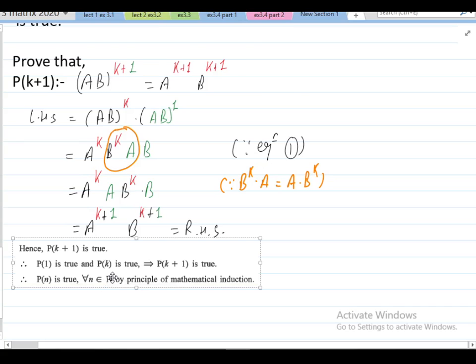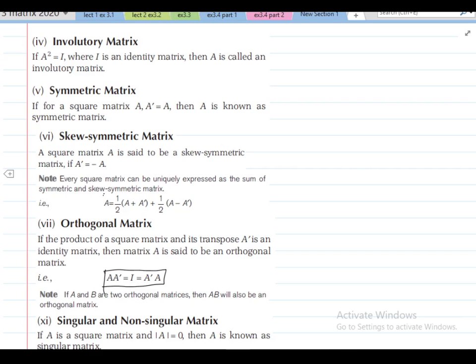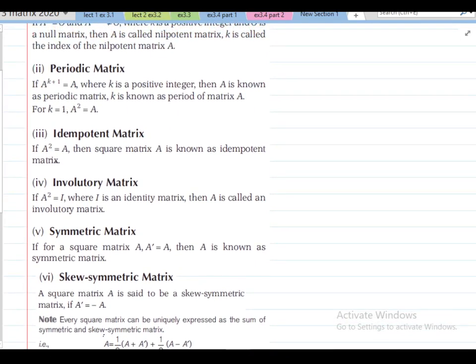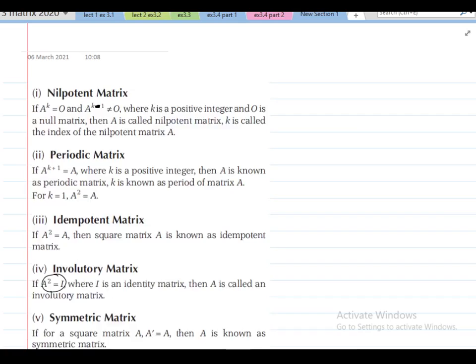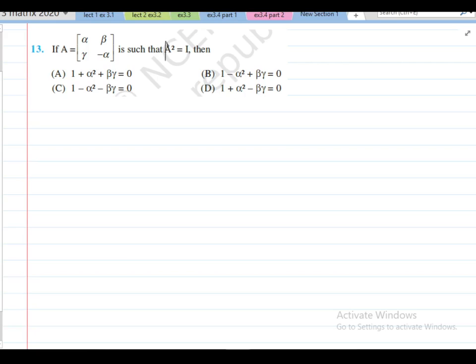PMI. See, when A square is equal to I, તો અહીંયા મેં તમને લોકોને સ્પેશિયલ ટાઈપના મેટ્રિક્સ બસ શો કરે રિપ્રેઝેન્ટ કરે છે અને એમાં A સ્ક્વેર ઇઝ ઇક્વલ ટુ I હોય તો એને ઇન્વોલ્યુટરી મેટ્રિક્સ કહેવાય. Okay, so this matrix is involutory matrix because it satisfies A square is equal to I.